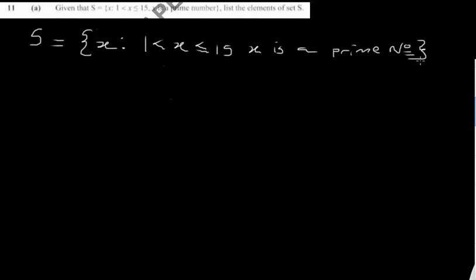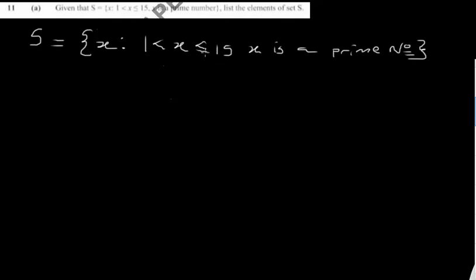Why am I saying 2? Because this part is saying x is greater than 1. It's not saying greater than or equal to 1, but greater than 1. So we start from 2 up to 15. 15 is included because it is saying less than or equal to 15.